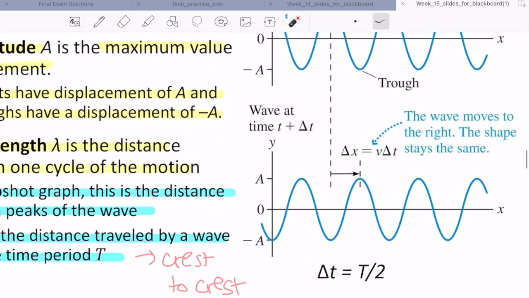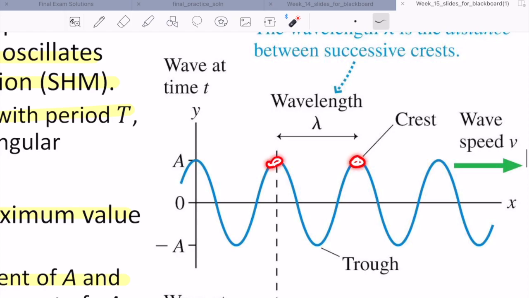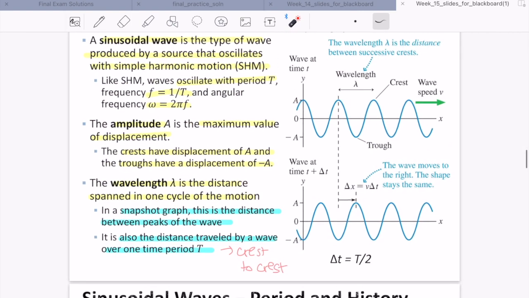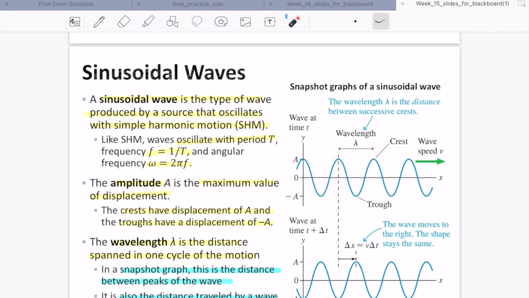So if you have a snapshot graph, these are the snapshot graphs, right? From crest to crest, that's the distance between the peaks. Crest to crest, that's your wavelength, right? And then that distance of your wavelength there should be the period. So that'll be like one wavelength per how many seconds, right? That would be your period.